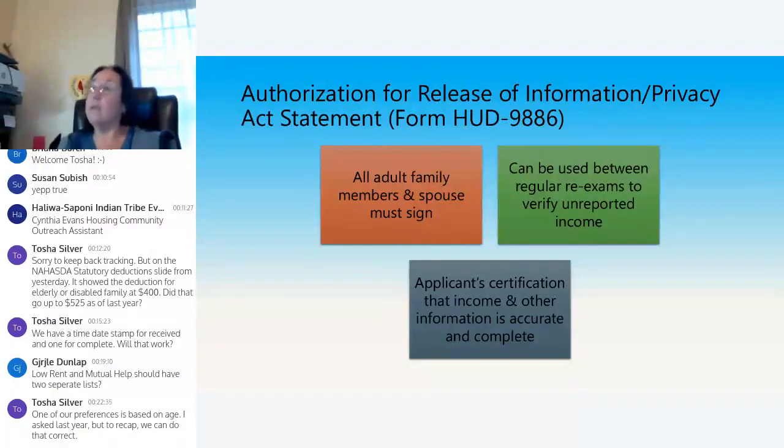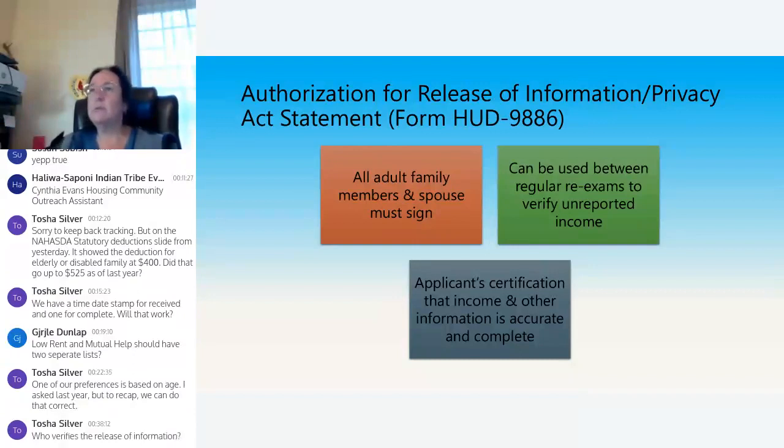So the one that HUD utilizes is an authorization for release of information, that Privacy Act statement. All adult family members and spouses must sign, can be used between regular re-exams to verify unreported income. The applicant's certification that income and other information is accurate and complete. Sometimes they will recommend that you put something on your forms that authorizes the use of a copied signature. Otherwise, maybe you should be having them sign 10 of them.